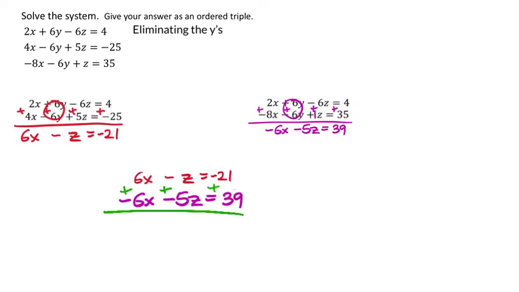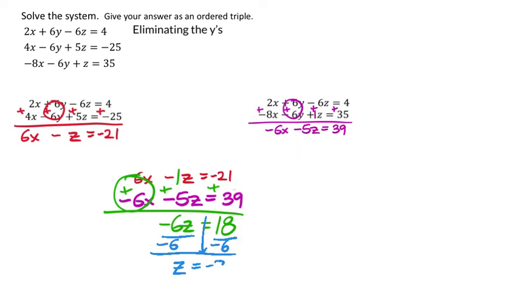So 6x plus negative 6x, that zeroes out as planned. That'd be negative 1z plus negative 5z's, that's negative 6z's. And this equals negative 21 plus 39, which is 18. So this is now an equation that I can solve for z. So that's what I will do by dividing both sides by negative 6. So this will tell me what z is. Z equals negative 3.